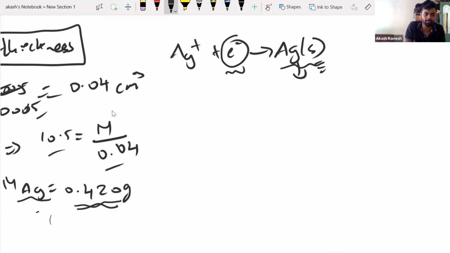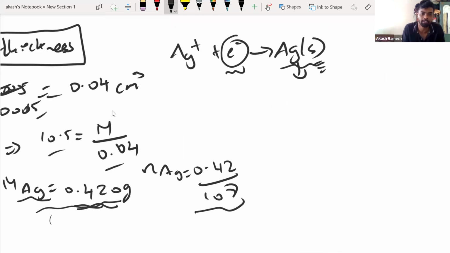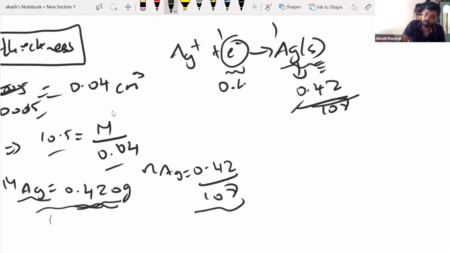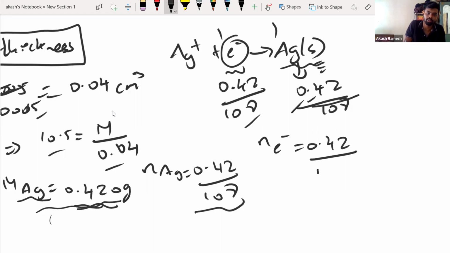So first, this is the mass of Ag. The number of moles of Ag will be given by mass by molecular mass. That is 0.42 divided by 108. Now you see, one mole of electron gives one mole of Ag. So obviously this many moles of Ag will require the same number of moles of electrons. One mole gives one mole. Very simple, right? So I know the number of moles of electron. That is nothing but 0.42 divided by 108.